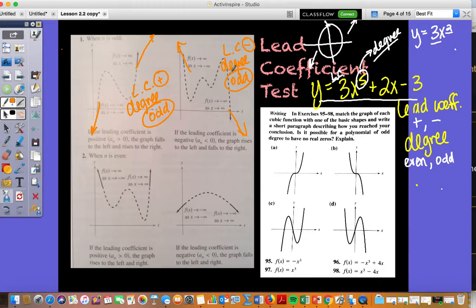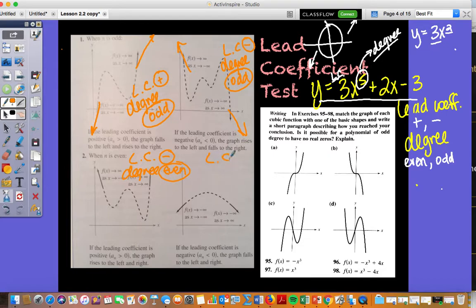When would it be odd? Or when would it be even? If they both rose or fell the same. Yes. If it was even positive, it would go like up here. If it was even negative, it would go low, low, low. Okay? Cool. All right, so look down here. Someone tell me, what is the lead coefficient for this one? Negative. Good, David. And what's the degree? Even. Nice. Okay? What about this one over here?